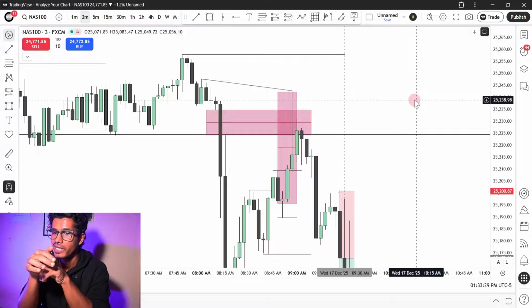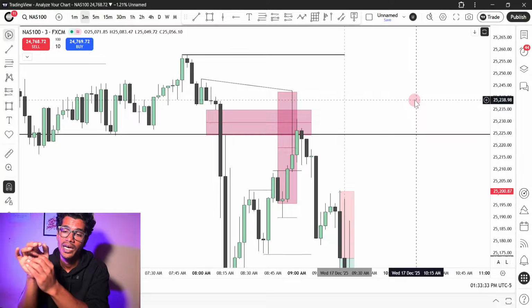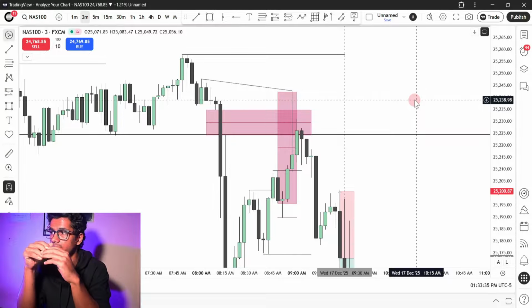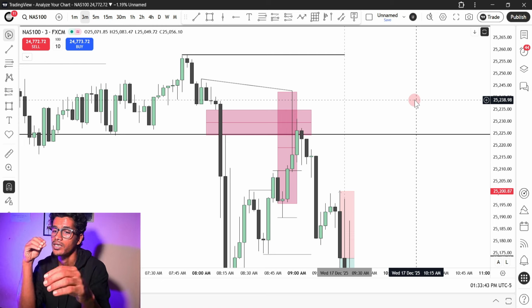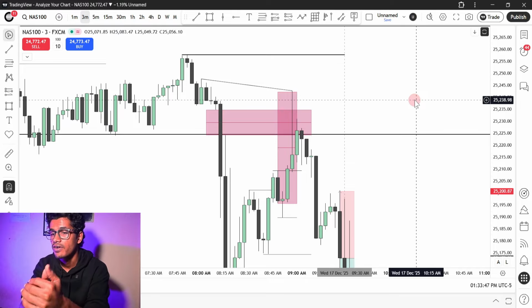Then on the 15-minute we marked our external range high and external range low, thinking that price was probably going to sweep some of the internal highs within that external price leg before going down, and we were expecting price to form another 5-minute swing high into that bearish fair value gap before going down.